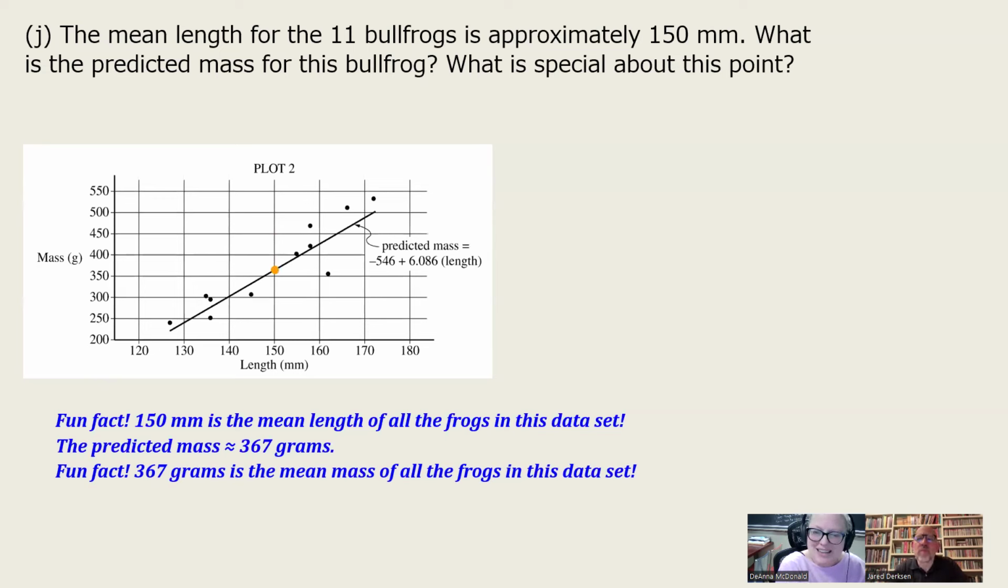And there's where that frog lives on the scatter plot. Holy cow, that bullfrog is exactly on the least squares regression line. And that's always true. The mean value of your inputs coupled with the mean value of your outputs is going to be a point on the scatter plot. It's one of those fun facts about least squares regression.